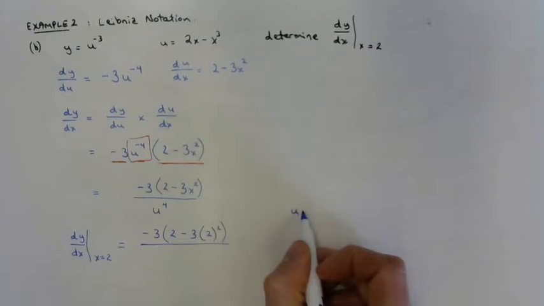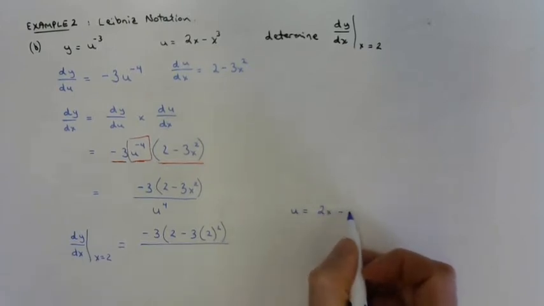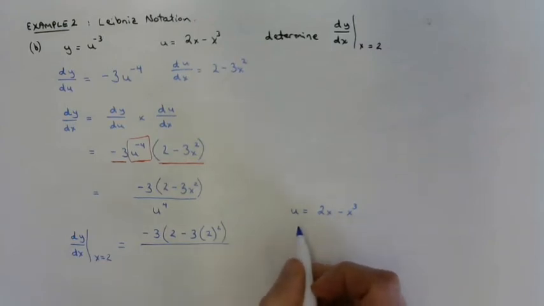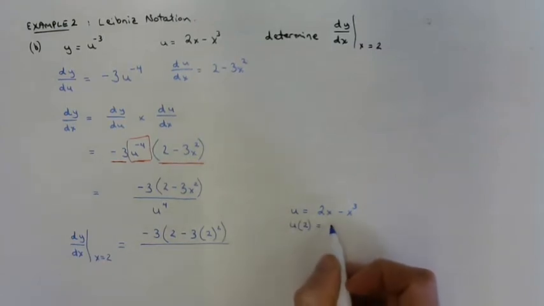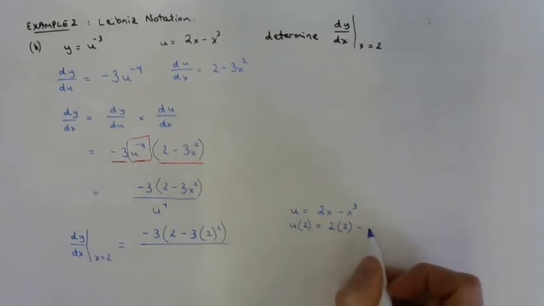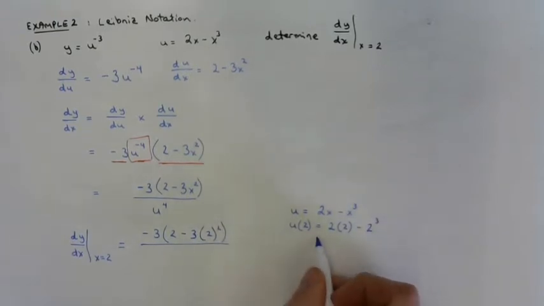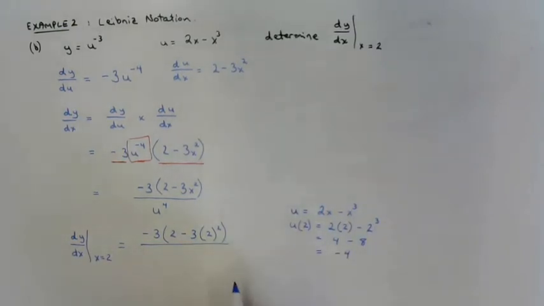I'm going to take u, which equals 2x minus x to the power of 3. And we're subbing in 2, so u with respect to 2 is 2 times 2 minus 2 to the power of 3. That gives us 4 minus 8, which is negative 4. So our denominator then is negative 4 to the power of 4. So I'm just going to draw us a little bit of an arrow here so we can see what we're doing. This u, we're working with it here, and we're subbing it back in here.